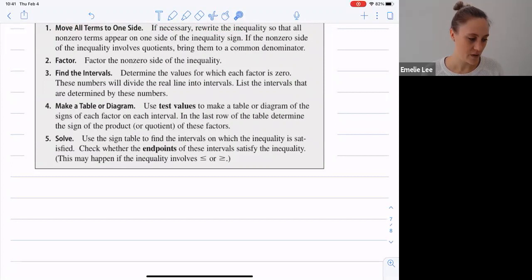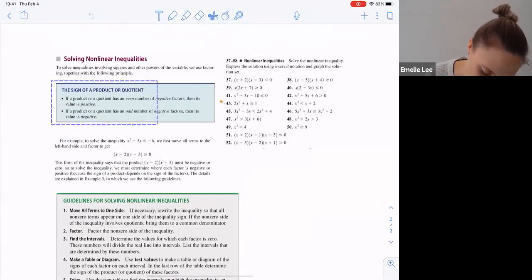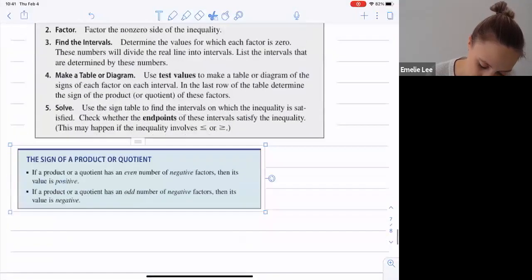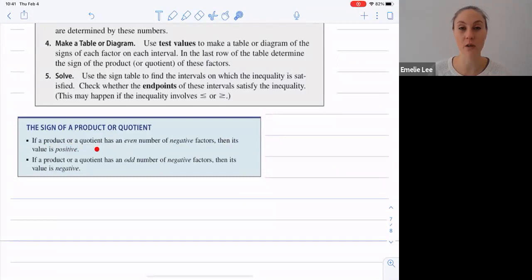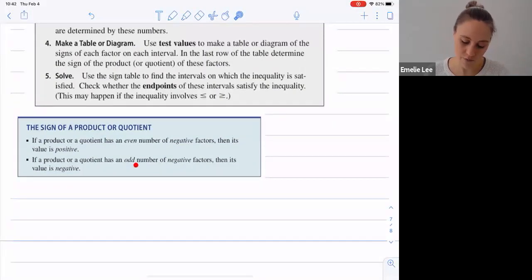All right, so I will also bring in from the handout a reminder about the sign. If a product or quotient, a quotient is just a fraction, has an even number of negative factors, then you know it's going to be positive. A negative times a negative is positive. A negative times a negative times a negative times a negative, that's a positive. A negative times a negative times a negative, that's three negatives, makes a negative. We have to remember those rules. And if we have an odd number of negative factors, then it's going to be negative.